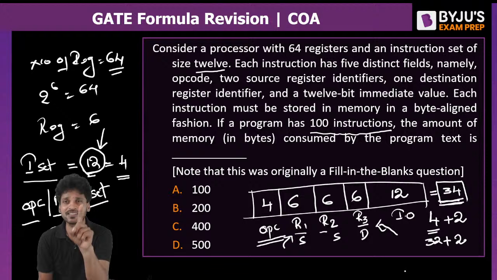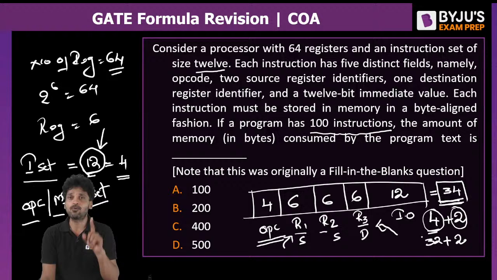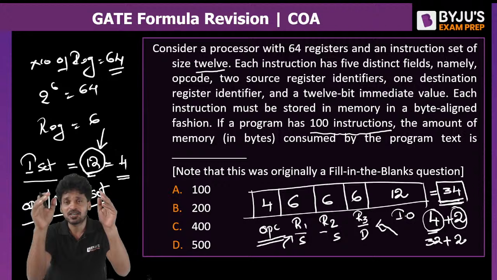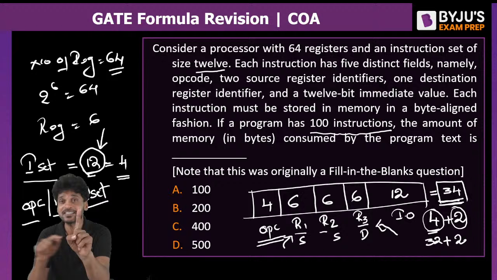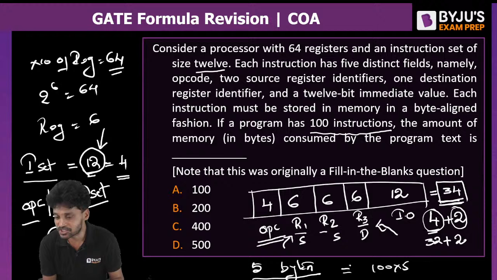Here, I have 34 bits, which requires 4 bytes and 2 additional digits. Even for these 2 additional digits, I need to take 1 additional byte, because there is no bitwise organization in the memory. The smallest storage measurement is 1 byte, not 1 bit. Bit is a part of a byte. So in that light, one instruction is equal to 5 bytes. There are a total of 100 instructions. So that means 100 into 5, which is equal to 500 bytes, is the correct answer for this.